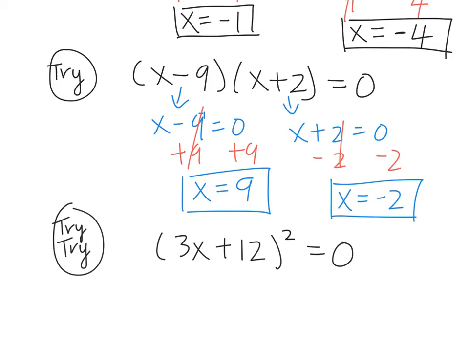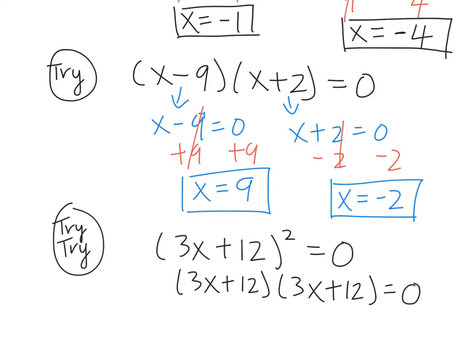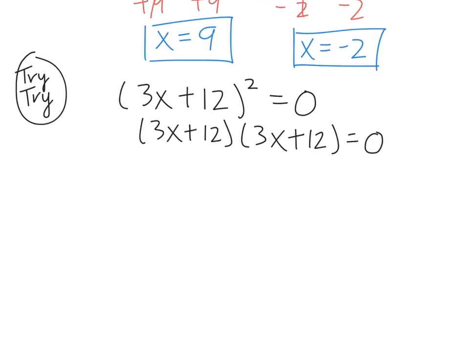Okay, if you remember from what we learned from the last part of the unit, anytime you have a parentheses raised to the second power, it implies that you have 2 of them. So if you have 2 of them, then just write it. So here we go. You have 3x plus 12, that's 1. And then you have another one, 3x plus 12. And you set it equal to 0. Once you get to that part, it is really simple for you guys to do the rest.